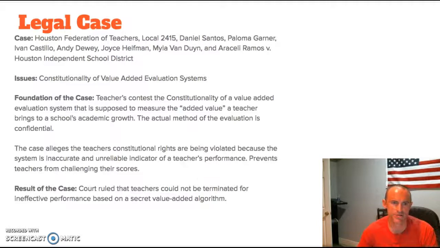The legal case I decided to examine was one that dealt with the Houston School Board, basically the union there and then several teachers. The issue being examined was the constitutionality of value-added evaluation systems. Essentially, this district had a secret, and I say secret because it's proprietary, because they're using a private company, algorithm or formula to determine the teacher's value in the school and their performance. And that formula was kept secret. And the teachers and the union challenged the constitutionality of that.